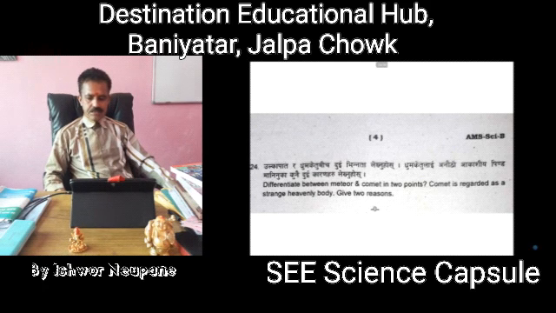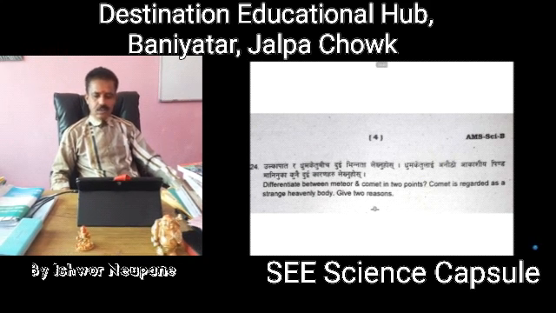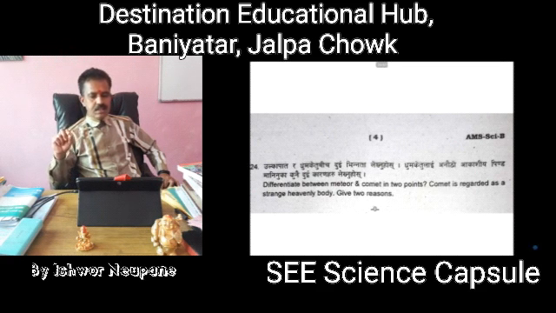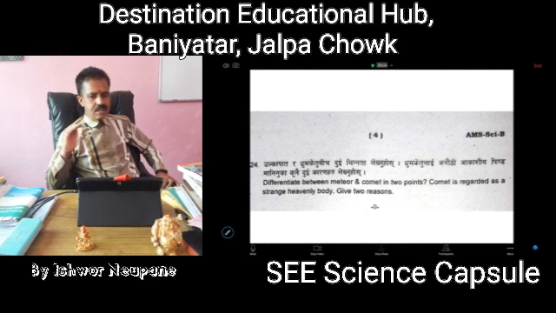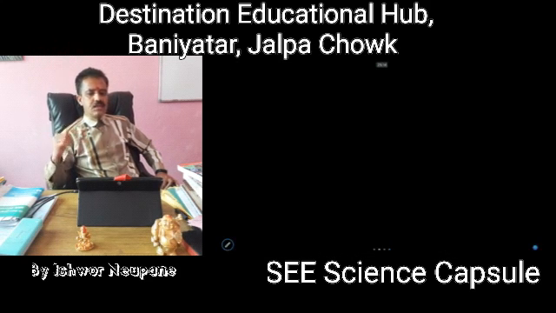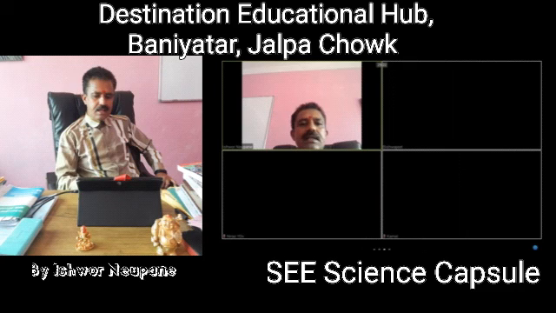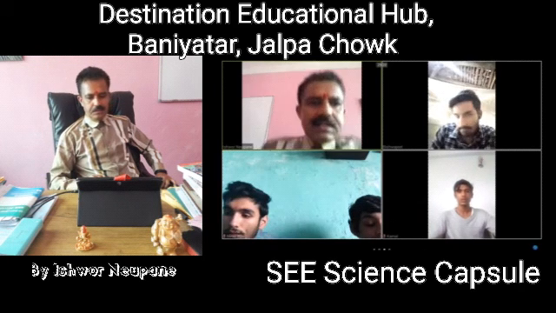Now friends, next question is, comet is regarded as a strange heavenly body. Give 2 reasons. So why? Comet is regarded as a strange heavenly body because number 1, it contains head and tail. Number second, its size decreases as it revolves round the sun.